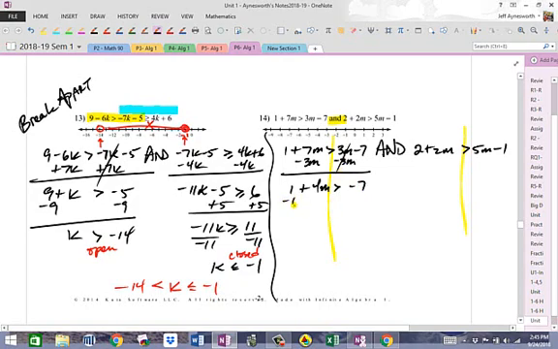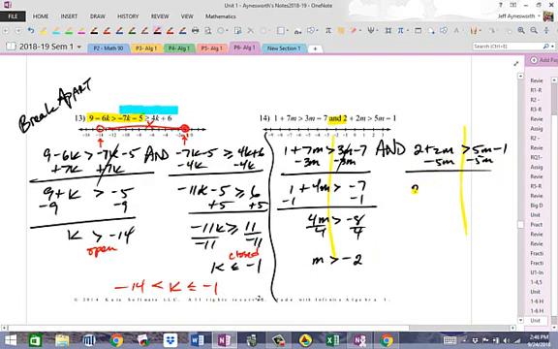Subtract 1. 4m is greater than -8. Divide by 4. Here, the inequality does not change because I divided by a positive number. So you just get m is greater than -2. Okay, next one, subtract 5m, or add the opposite, however you want to think about it.